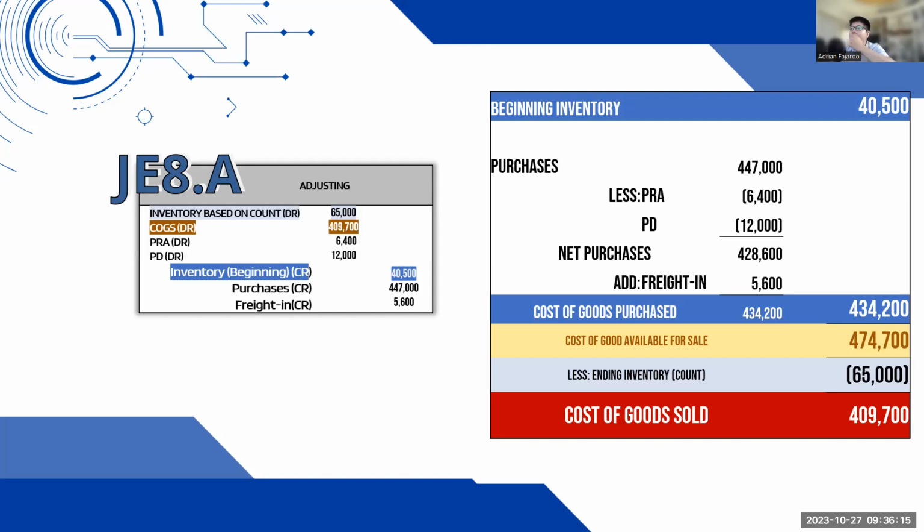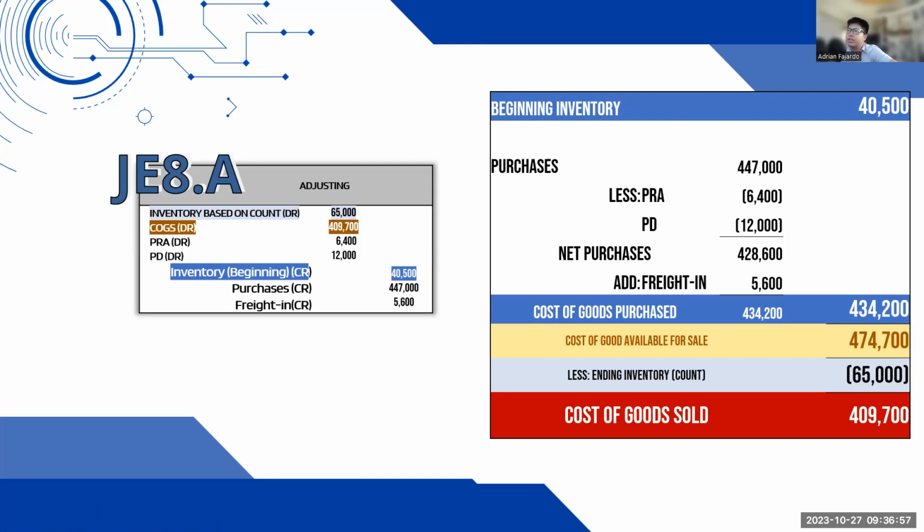So the idea behind it is we're closing all the temporary accounts. So ano yung normal balance ng PRA and PD? Credit. So kaya ngayon, to close them, we need a debit. Purchases and freight in, their normal balance is a debit. So to close them, may credit ka. And then, ang tatandaan nyo lang is debit inventory based on the physical count, which is the ending inventory. And then credit the inventory beginning at 40,500. If you do the math, hindi yan magbabalance. The remaining will tell you your cost of goods sold at 409,700.